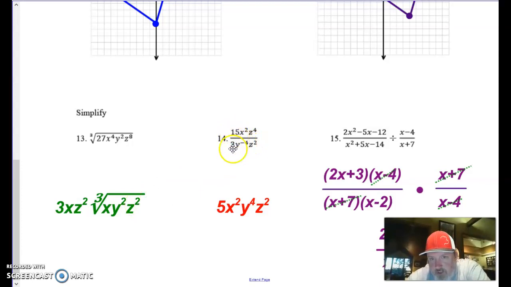14, our division, 15 divided by 3 is 5. There's only one x here, so it stays x squared. Y to the negative 4th will move up top, so y to the 4th. And with our z's, 4 minus 2 is z squared.